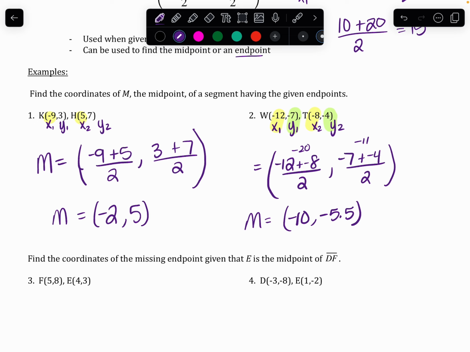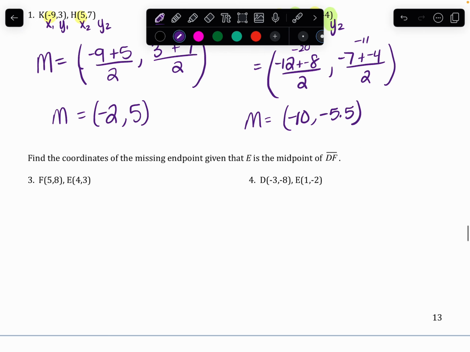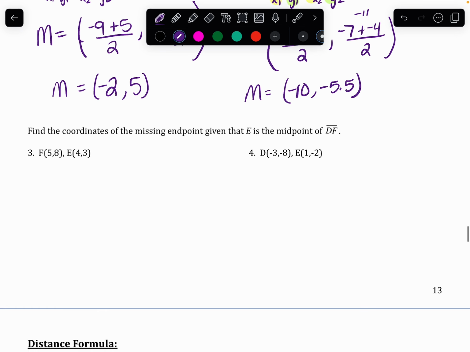So now find the coordinates of the missing endpoint given that E is the midpoint of DF. So if we know the midpoint, we have to work backwards a little bit. So we have our 1 point, our x1 and y1, but we don't know what our other points are. So we have like 5 plus our other x divided by 2 equals 4, this one.